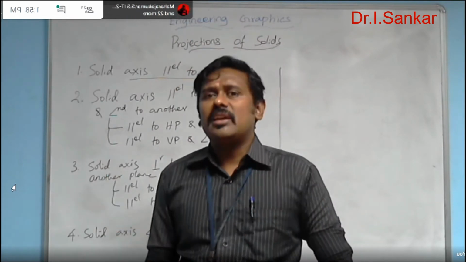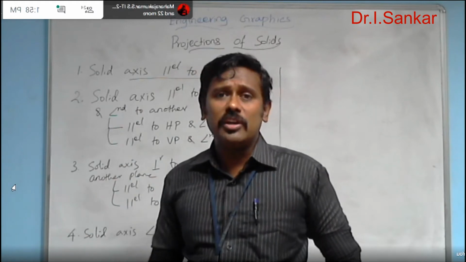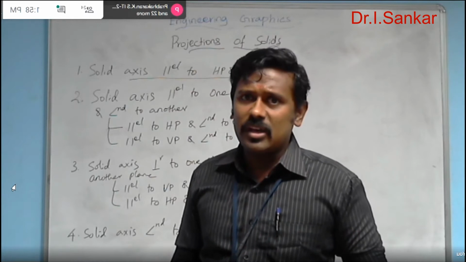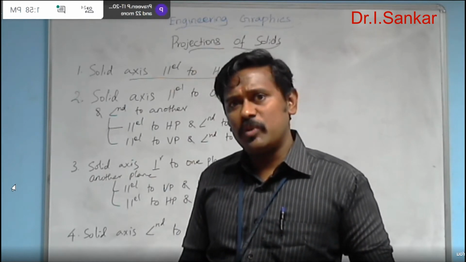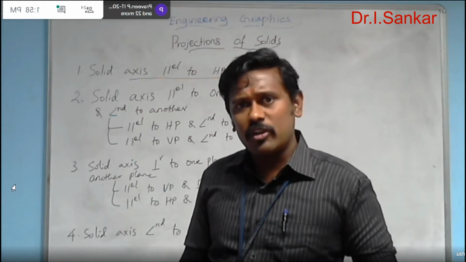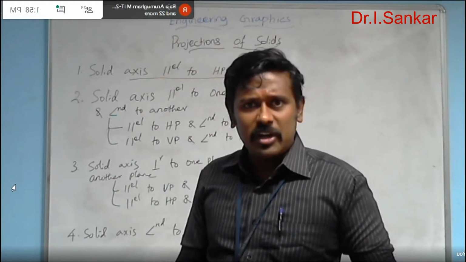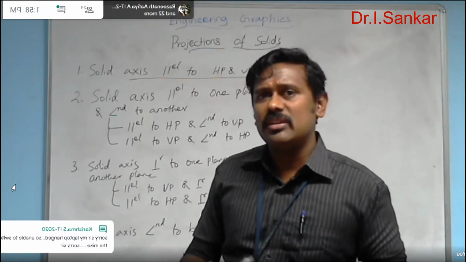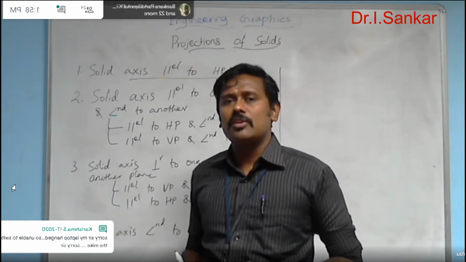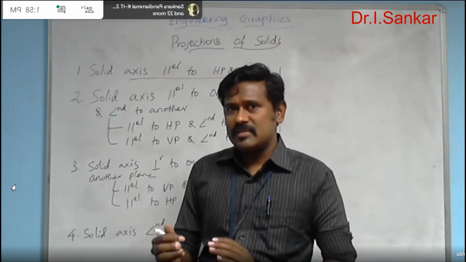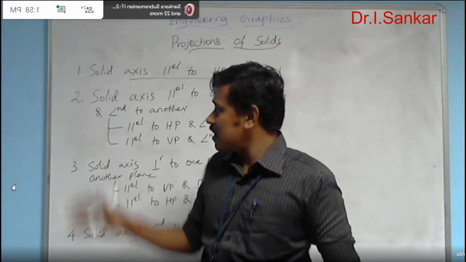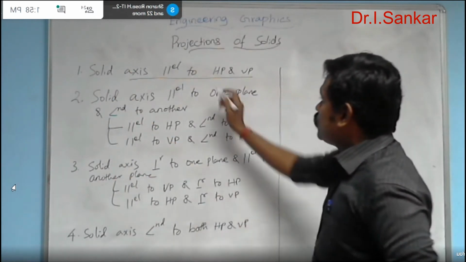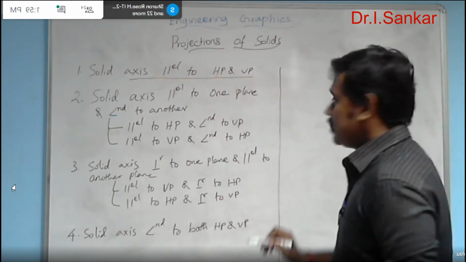So in the straight line case, in the previous unit, in the straight line chapter, we discussed various cases for projection of straight lines. What are they actually? Straight line parallel to both HP and VP, straight line perpendicular to one plane and parallel to another plane, a straight line inclined to one plane and parallel to another plane, and a straight line inclined to both HP and VP. These four cases we discussed in the straight lines chapter. In the same way here also we are considering the axis instead of the straight line, and these four cases are derived. Okay, and the first one, solid axis parallel to HP and VP.